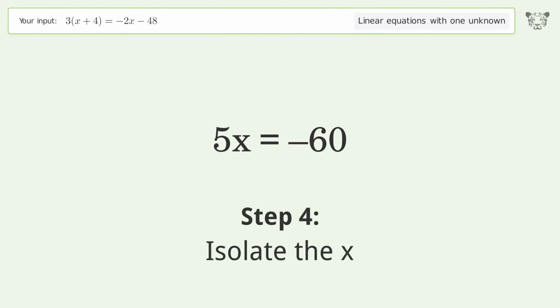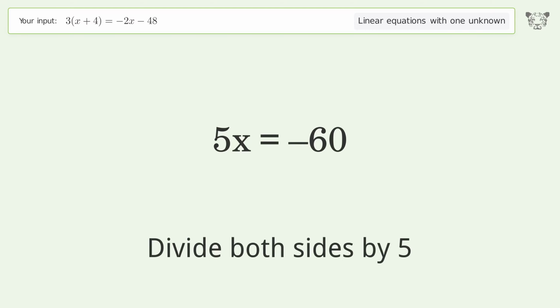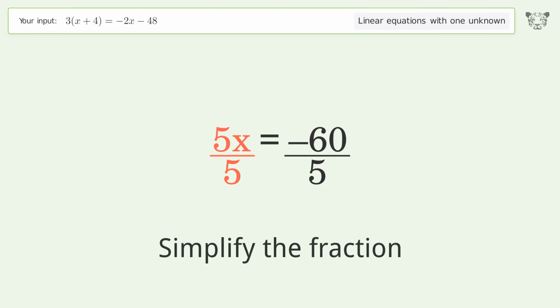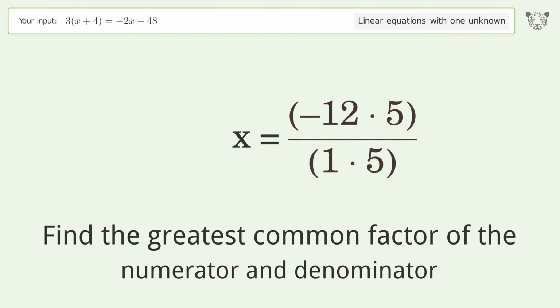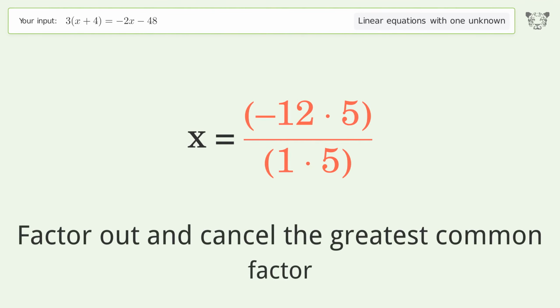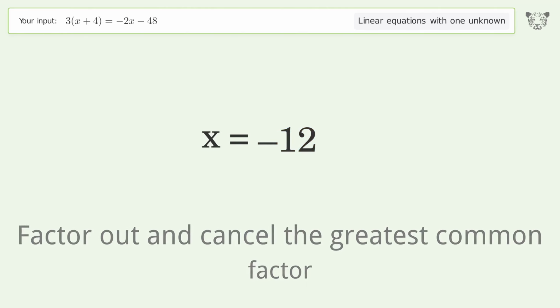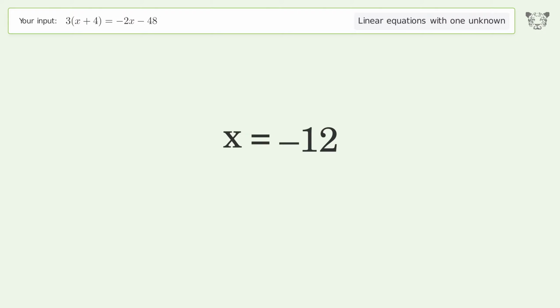Isolate the x. Divide both sides by 5. Simplify the fraction. Find the greatest common factor of the numerator and denominator. Factor out and cancel the greatest common factor. And so the final result is x equals -12.